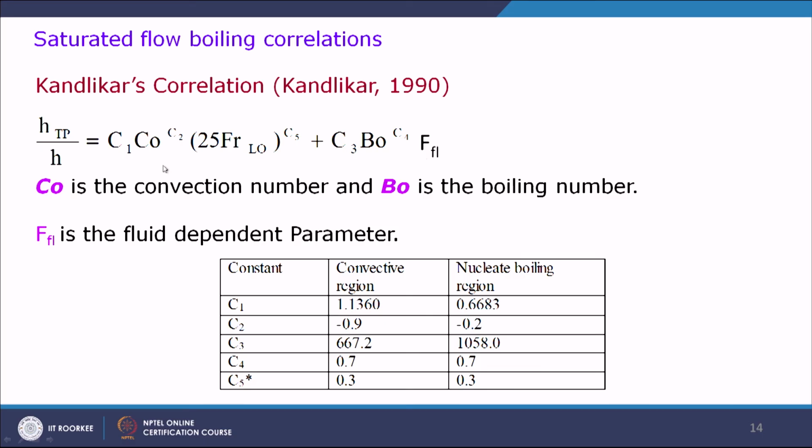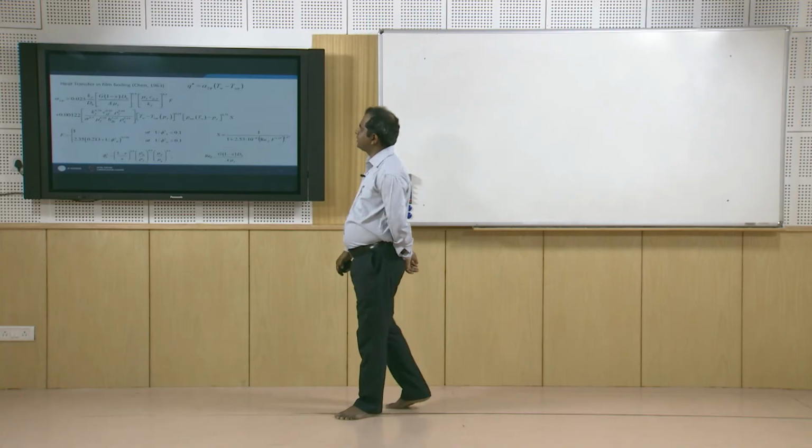Okay. So, here CO is actually the convection number, because you know in flow boiling convection will be an important parameter, and BO is the boiling number, which is important for boiling heat transfer. FL is the fluid dependent parameter. So, what Kandlikar has proposed, he has proposed all these empirical constants C1, C2, C3, C4, C5, for the convective region and nucleate region like this. So, you can pick up these values and always find out what is the two phase flow heat transfer coefficient.